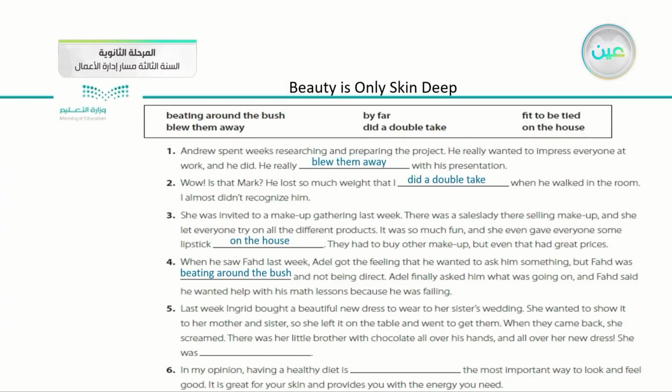He is not direct. Number 5, last week, Ingrid bought a beautiful new dress to wear to her sister's wedding. She wanted to show it to her mother and sister, so she left it on the table and went to get them. When they came back, she screamed. There was her little brother with chocolate all over his hands and all over her new dress. She was... I think this one is so obvious. The answer is fit to be tied, because her brother had chocolate all over her dress.